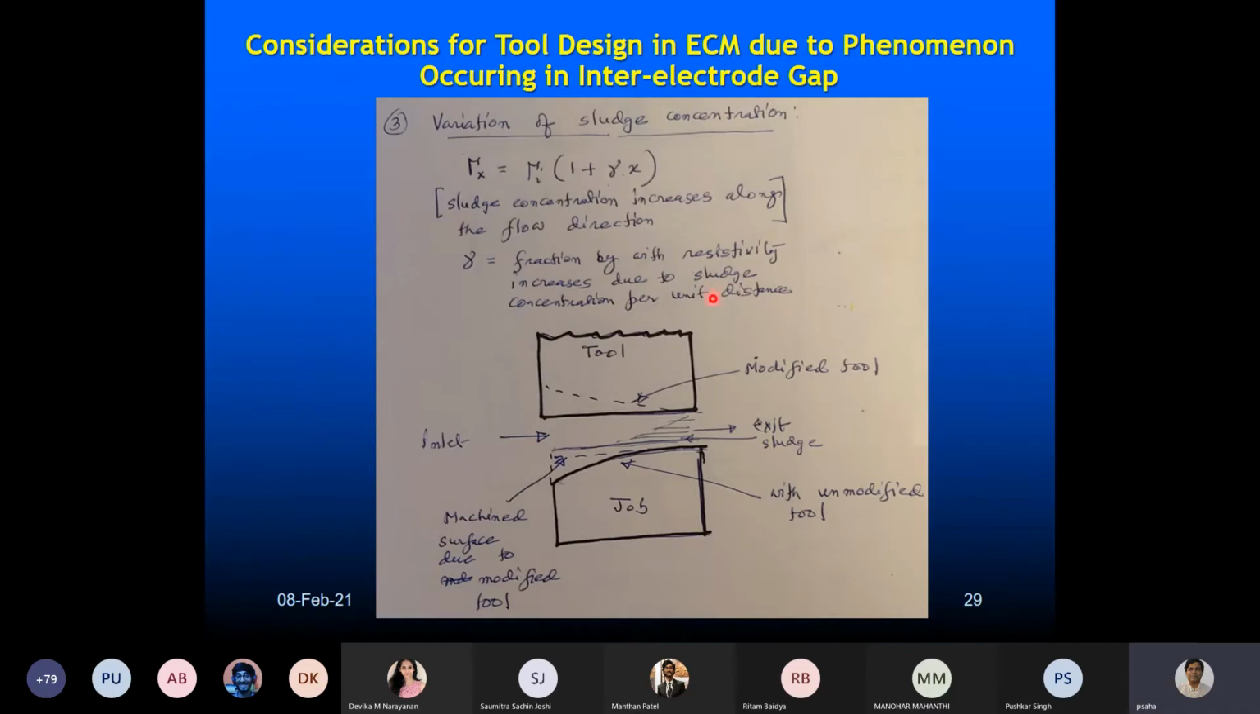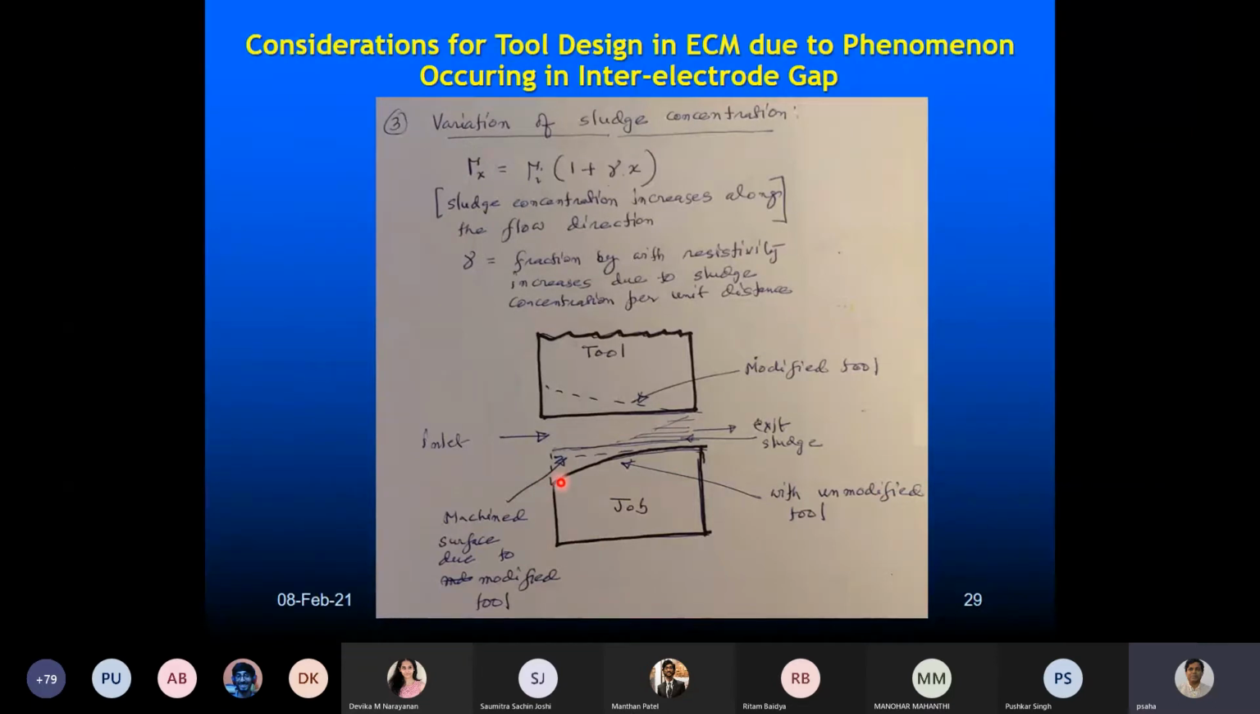Okay. So here we understand because of the sludge concentration, the exit side has more sludge. So if we try to machine with this blackish, the unmodified tool, what will happen? With the unmodified tool, on the job profile, on the left hand side there will be more machining, on the right hand side there will be lesser machining. You get a profile like this. Agreed?